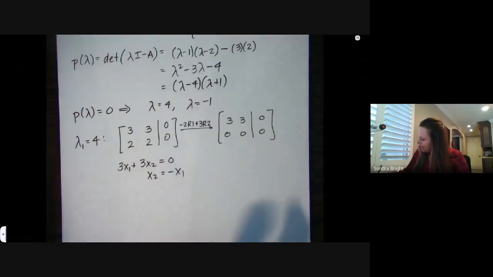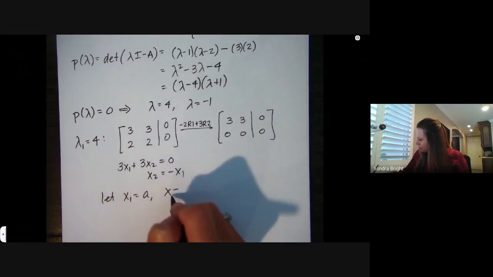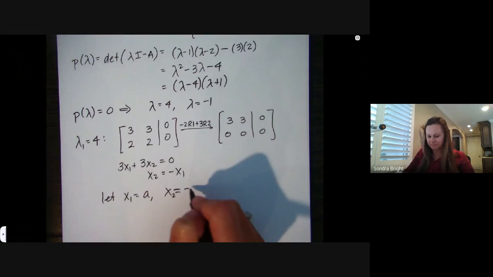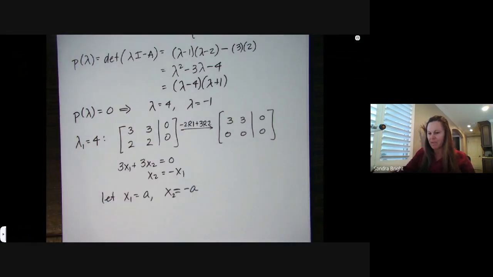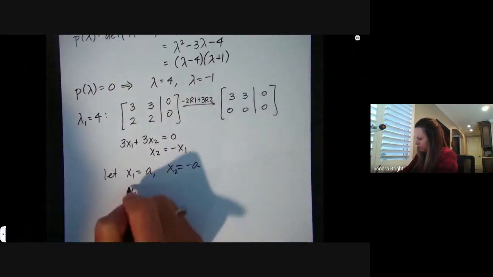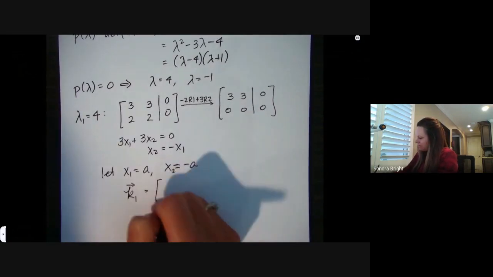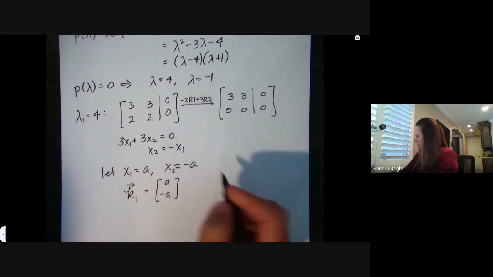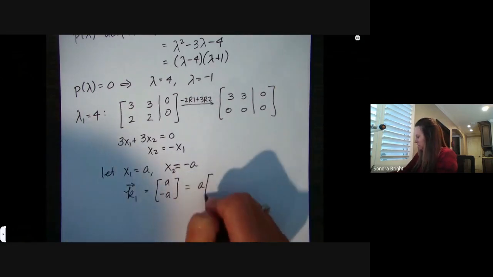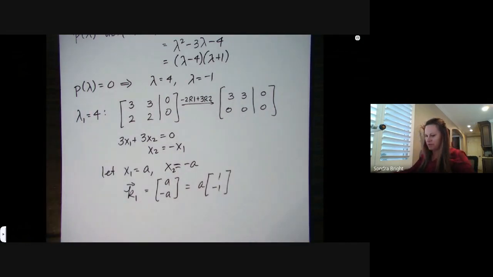So I would let x1 equal a, and then x2 would equal negative a. That means your eigenvector for this first eigenvalue of 4 would be a, negative a. And of course, we always just factored out the a and used 1 and negative 1. Okay, so that's for the first eigenvalue of 4.